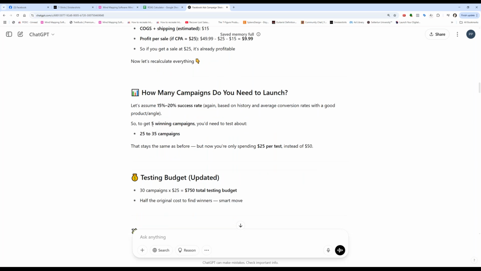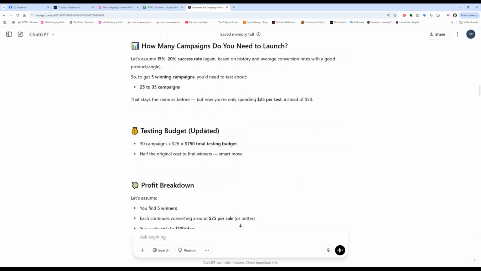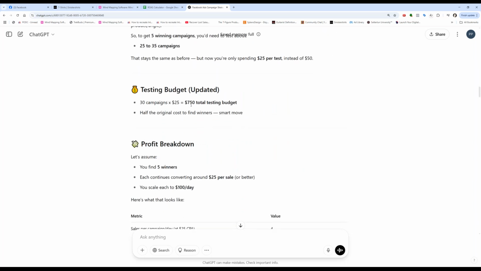How many campaigns? Again, 25 to 35, right? Testing budget is now $750. Imagine that. You know ahead of time what to expect. You know that, okay, I'm going to have to spend like $750 to test these campaigns, to find my 5 winners, to make the money that I want to make.